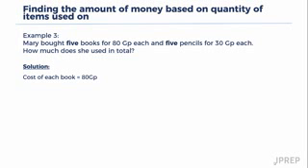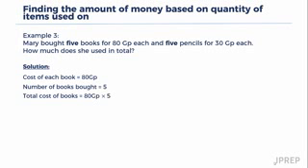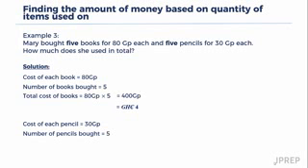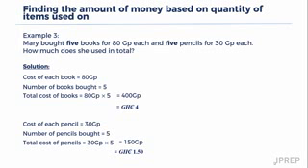The cost of each book is 80 Ghana pesewas, and the number of books she bought is 5. So to find the total cost of books, we multiply 80 Ghana pesewas by 5, and this will give us 400 Ghana pesewas, which is the same as 4 Ghana cedis, because every 100 Ghana pesewas refers to 1 Ghana cedi. The cost of each pencil is 30 Ghana pesewas, and she bought a total of 5. The total cost she used on the pencils is 30 Ghana pesewas times 5, which is equivalent to 150 Ghana pesewas. This can also be written as 1.5 Ghana cedis.